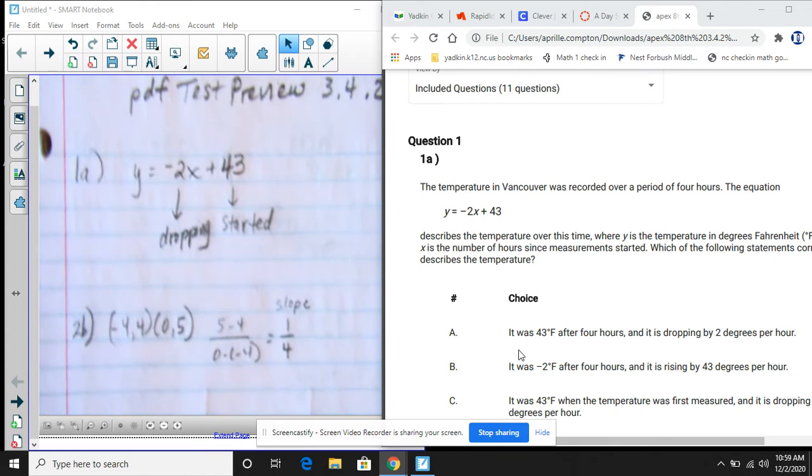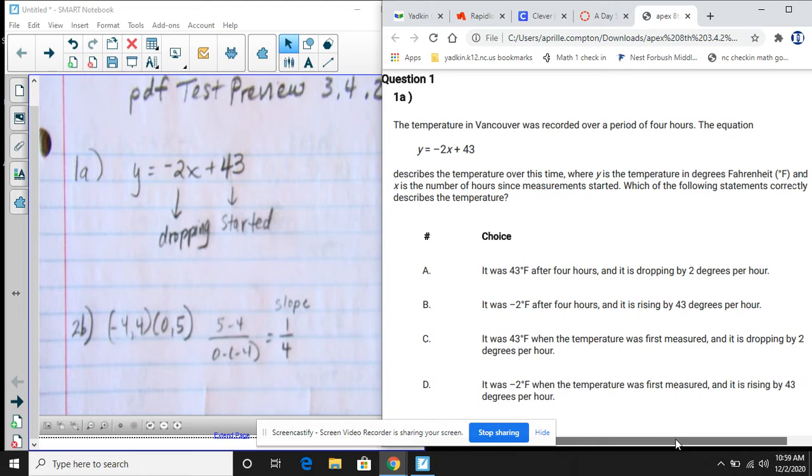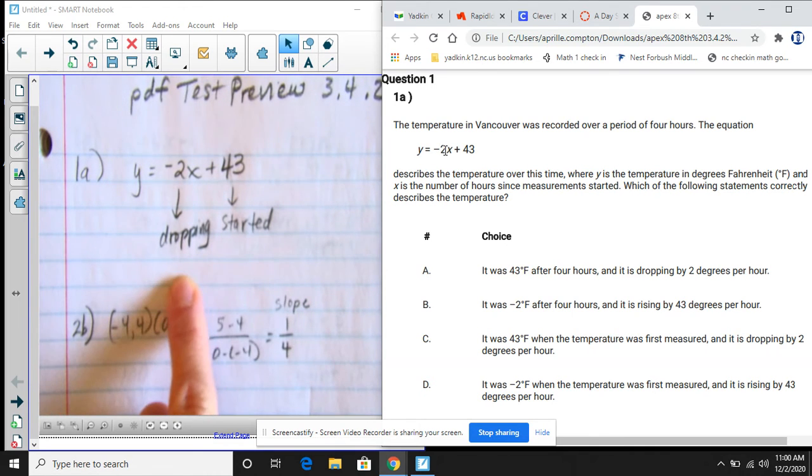Okay, so question 1a says the temperature in Vancouver was recorded over a period of 4 hours. The equation y equals negative 2x plus 43 describes the temperature, and you can finish reading that. And again, you can pause this if you ever need to for your convenience. But remember the y-intercept, the 43, is where everything started. The negative 2 is your rate of change, your slope. It tells you that the temperature is dropping.